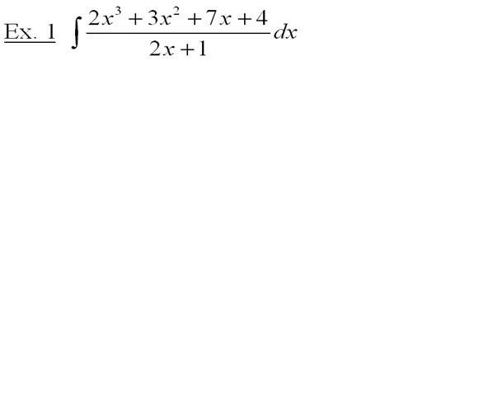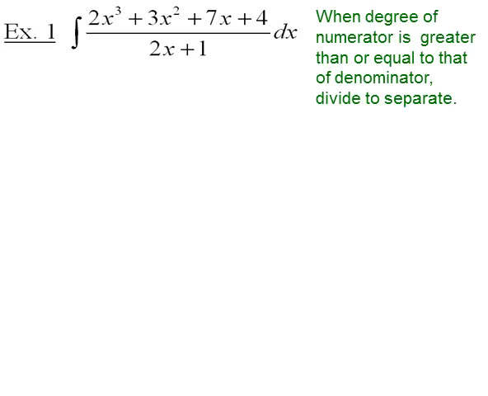In the first example, consider the integral of 2x^3 + 3x^2 + 7x + 4 over 2x + 1. When the numerator has degree greater than or equal to the degree of the denominator, we'll use polynomial long division to express the fraction as separate terms.